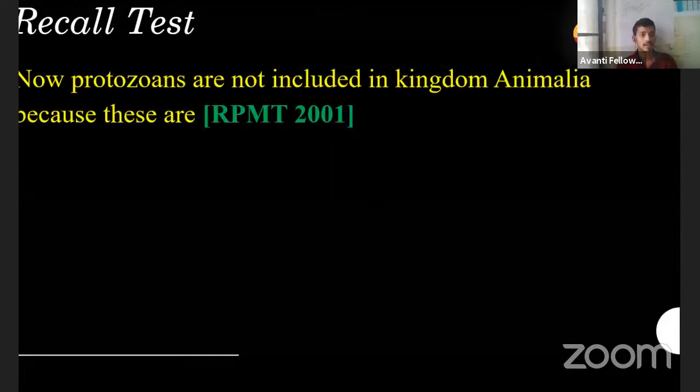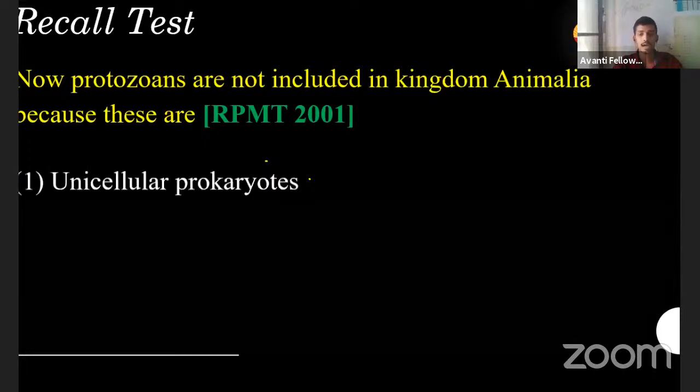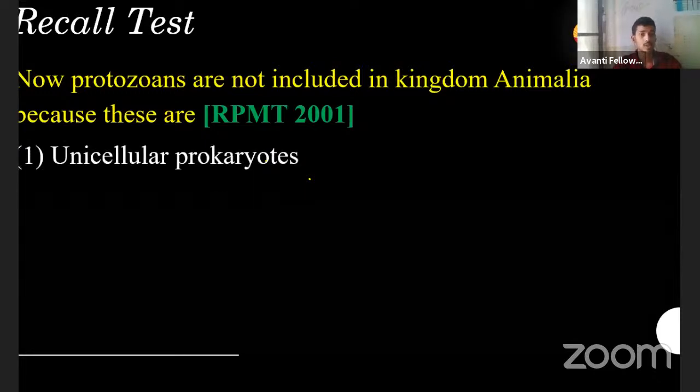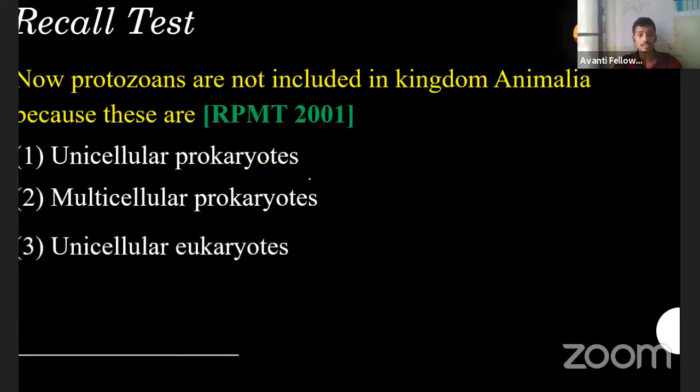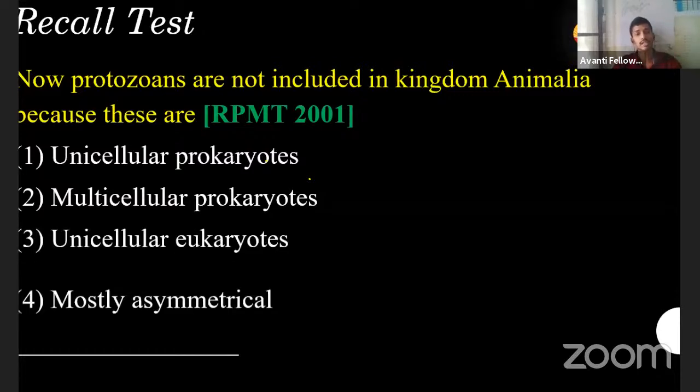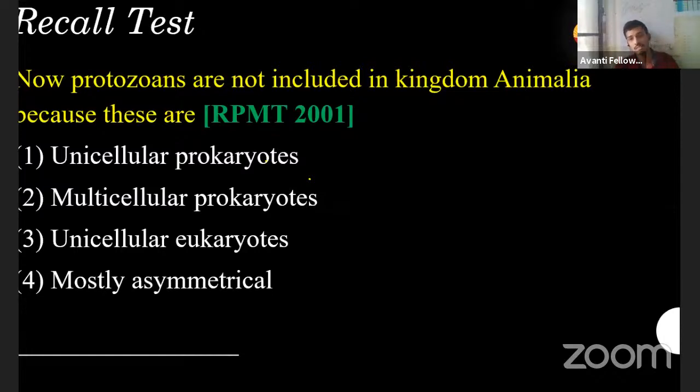Protozoans are not included in kingdom Animalia. They're asking why we do not include protozoans in the kingdom Animalia. We actually discussed this in the last class, and this was asked in exams like the Rajasthan CET. Options: because these are unicellular prokaryotes, because they are multicellular prokaryotes, because these are unicellular eukaryotes, because these are mostly asymmetrical. You have four options. Try to choose the option. Jayant, I will explain after this question. I'm relaunching the poll one more time.